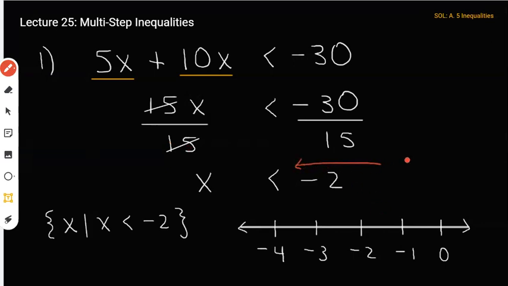Because I have a less than symbol, I'm going to need an open circle, or an open dot, on the negative 2. So I'm going to put this open circle right here over the negative 2. The sign is pointing to the left, so I'm going to shade to the left so I can get all the numbers that are less than negative 2. Then shade the left arrow, whichever direction you're going.